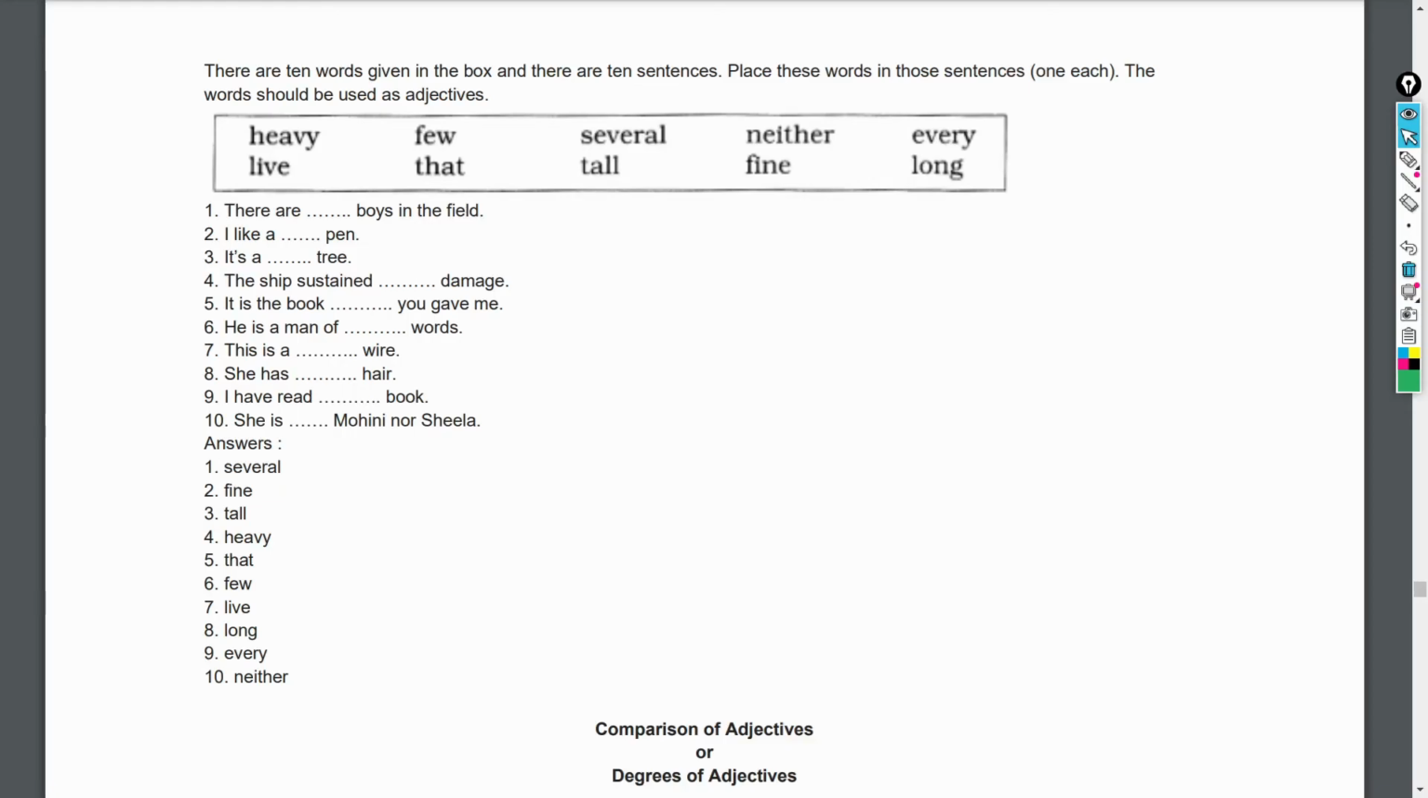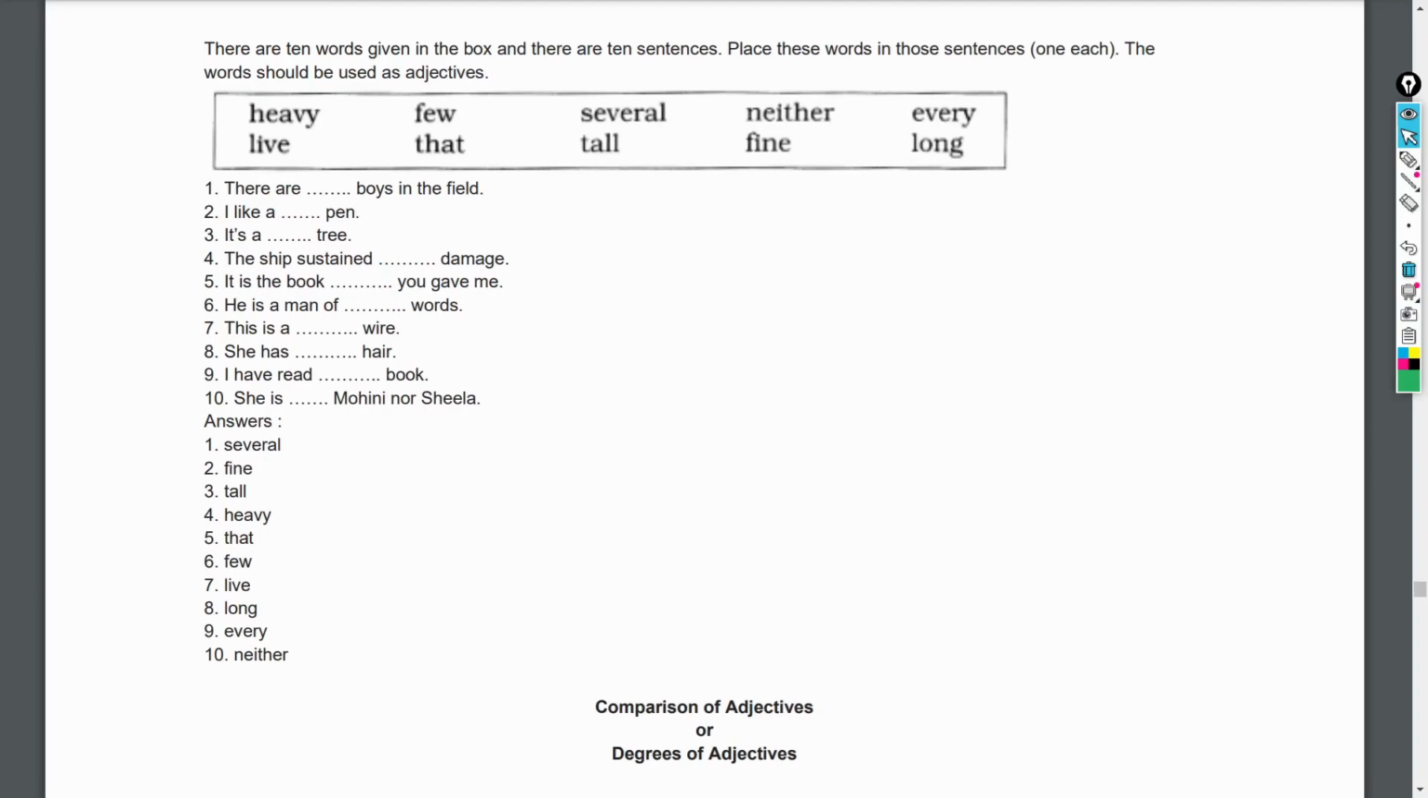Okay. Next one, she has dash hair. What sort of hair? It is not tall but it is long. Okay. I have read dash book. Dash a book. What will it be? Every book. Okay. Number 10, she is dash Mohini nor Sheila, means both are negative, therefore neither will be there. So my dear children, the first one certainly will be several. There are several boys in the field.